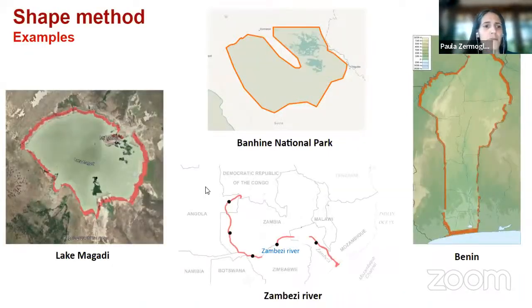To see it graphically, for the lake, we would have all these little dots around the lake that define its shape. The same for the national park, and for the river, points on the river that define where the river is. The same for countries, or for any location that we will want to represent.